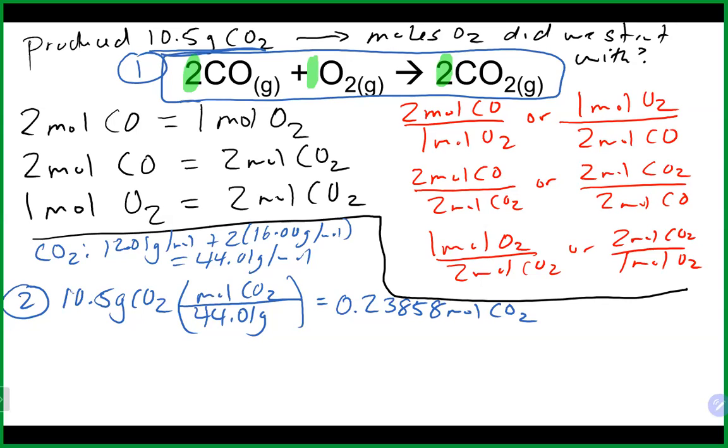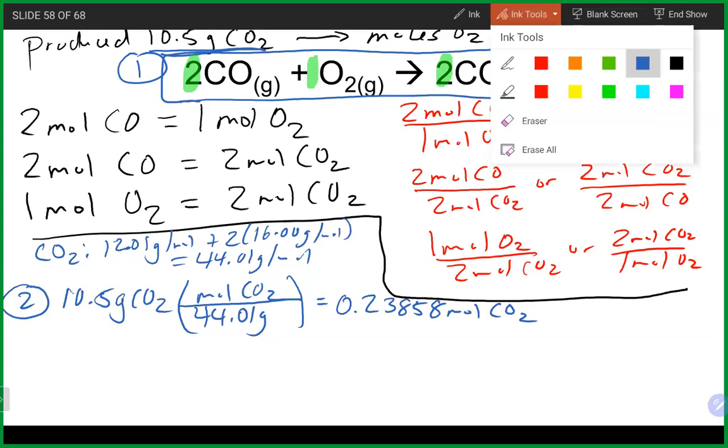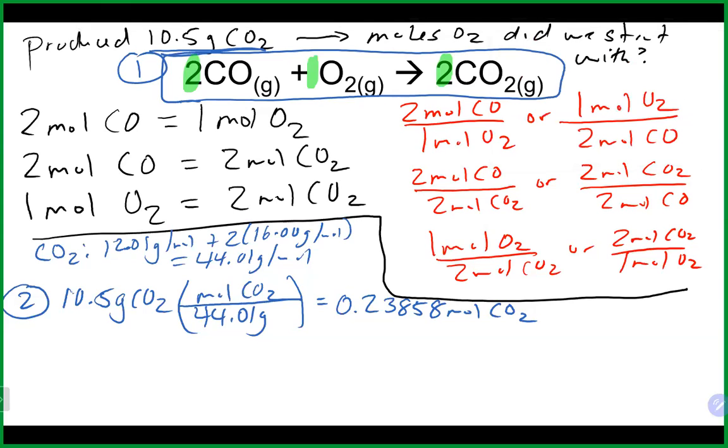So here's really where the stoichiometry comes into play. The only piece of information that I have is about CO2, right? Ultimately, I want to figure out how many moles of O2. So this is the big stoichiometry move. I need a way to go from CO2 to O2. And that is where the stoichiometry comes into play.